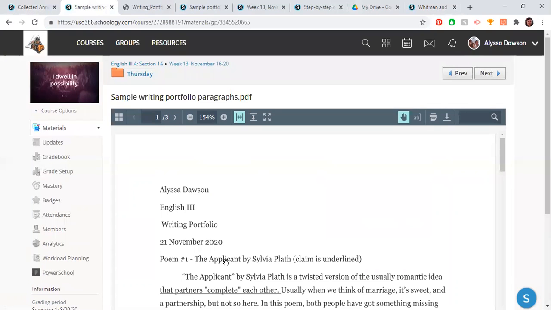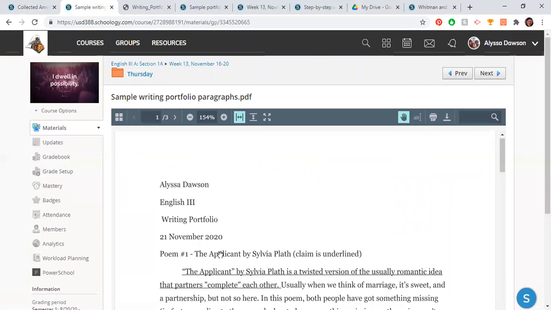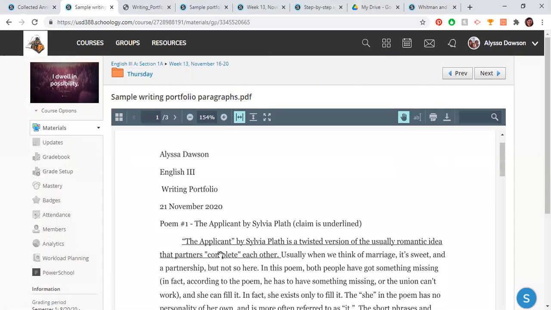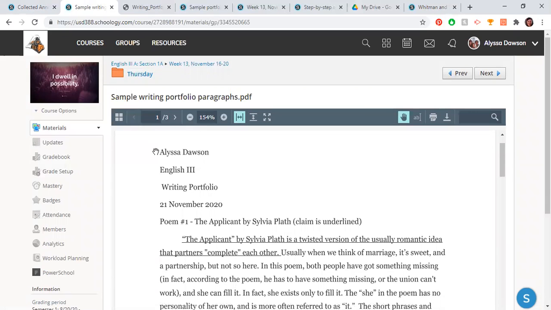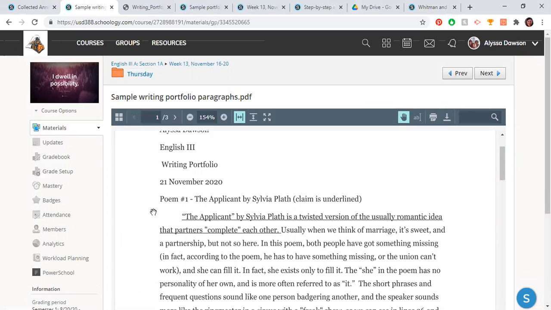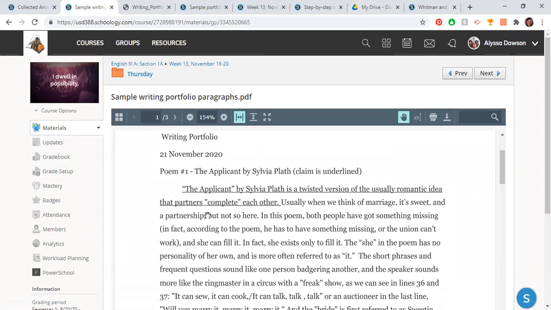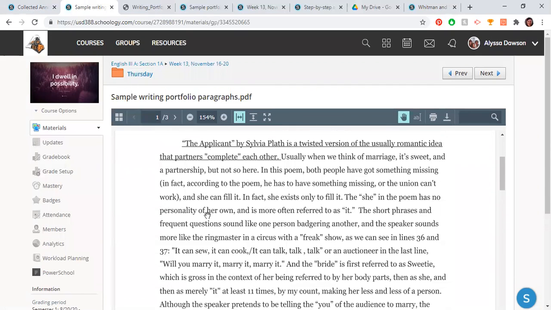So here are some sample writing paragraphs that are approximately 250 words on these 3 annotations. And so what I've done is I've just put them in MLA format, and I put poem number 1, The Applicant. And then I have the written paragraph. So I have underlined the claim. You do not have to, but I think that that's a good idea so that you know what you are trying to argue or know what you are trying to think through in your writing.